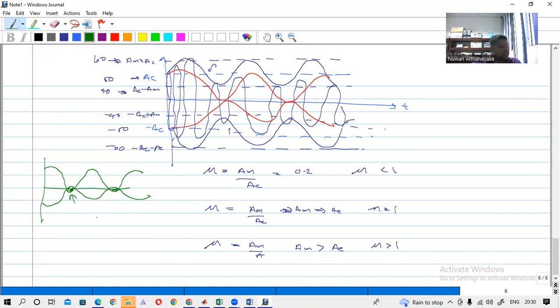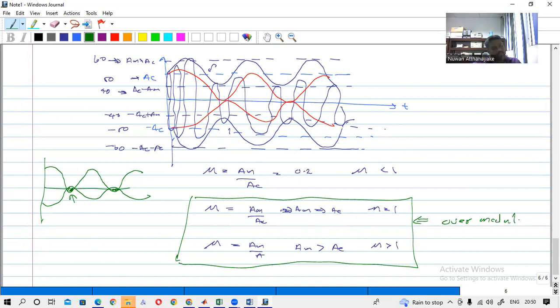Actually, this is a distortion. If we get this kind of signal, it cannot be detected, and some information can be missing. So this is not the proper way, because some information can be lost here. This is called over-modulation. So AM should be less than AC. The carrier amplitude should be higher than the signal amplitude, our modulating signal amplitude. So that is it.